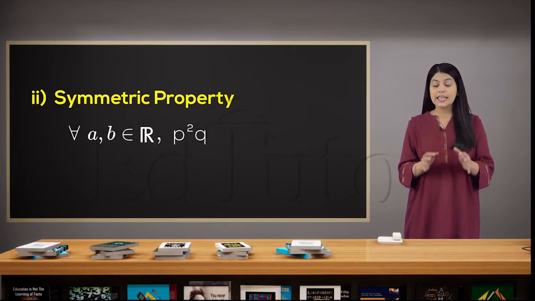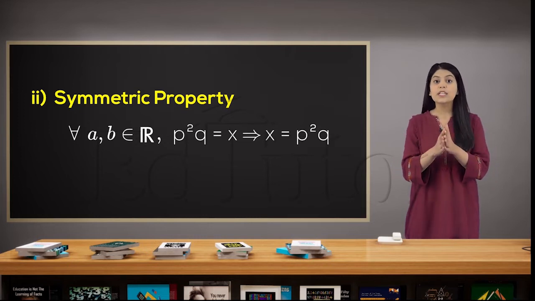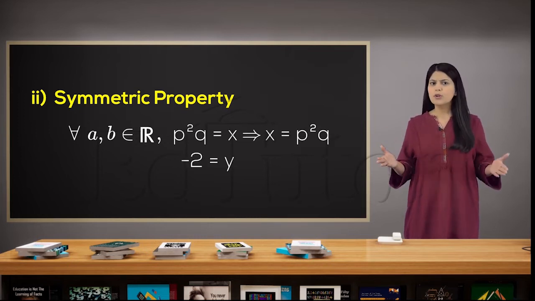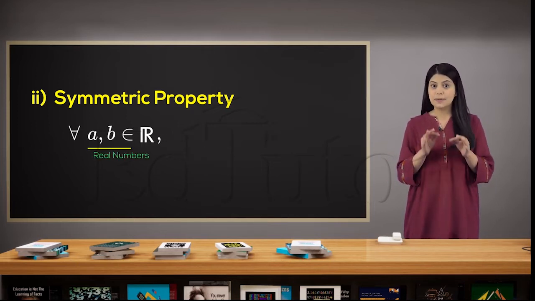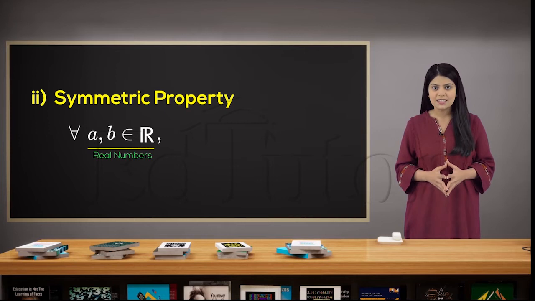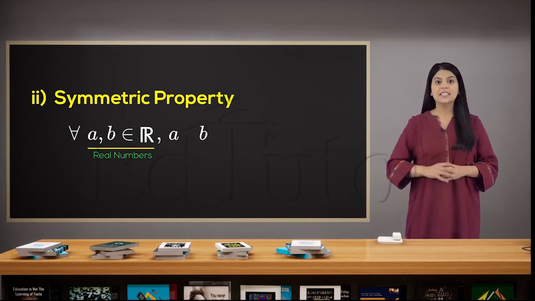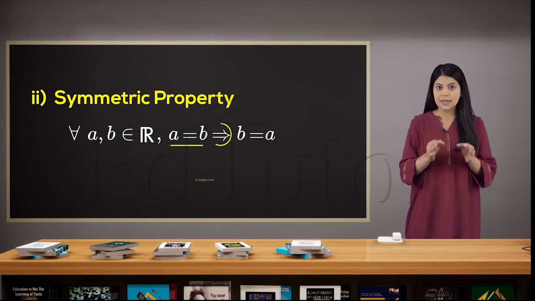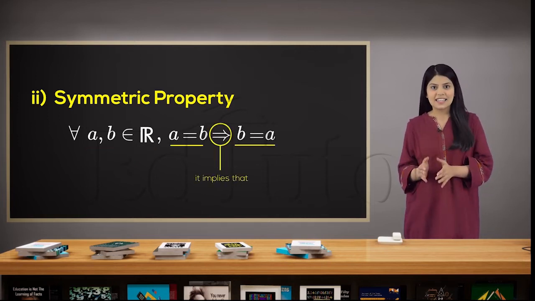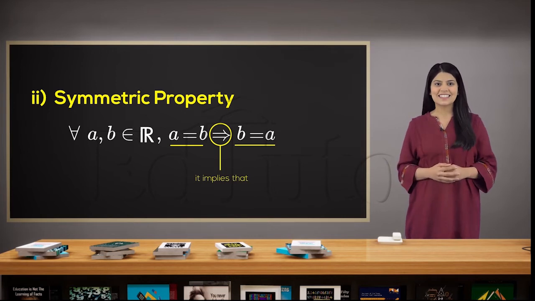Check out the symmetric property. It says if you have an equal sign between two variables, then both are equal irrespective of what side they are on. It applies to any pair of real numbers, say A and B. So, if A equals B, it implies that B equals A. That's what this sign says.